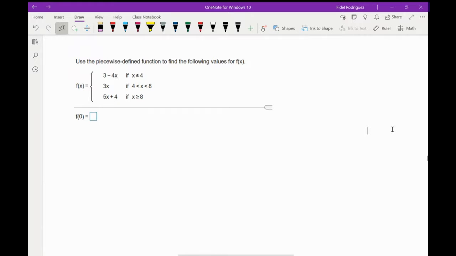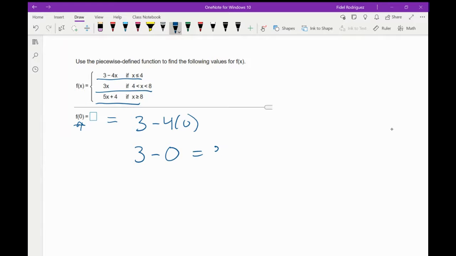Okay. So same kind of thing here. Use the piecewise defined function to find the following values for f of x. So just like we did earlier, we're going to find f of 0. So my question here, which piece do we use? If the number we're plugging in is smaller than 4, we have to use the top part. Well, 0 is smaller than 4, so I'm going to put 3 minus 4 times 0, which is 3 minus 0. That should just be 3. And come back here, let's plug in the 3. Let's check it, good.